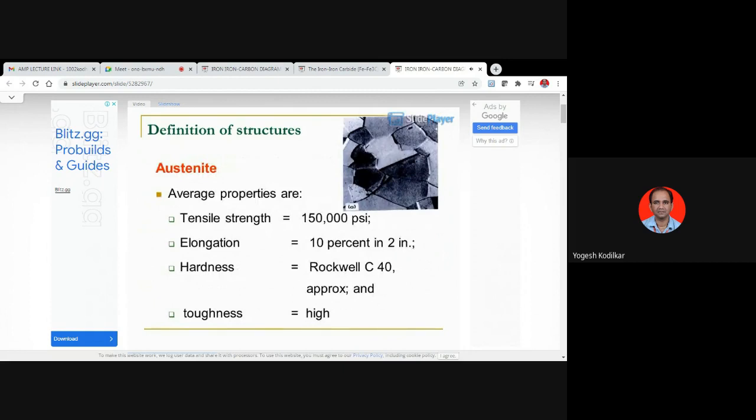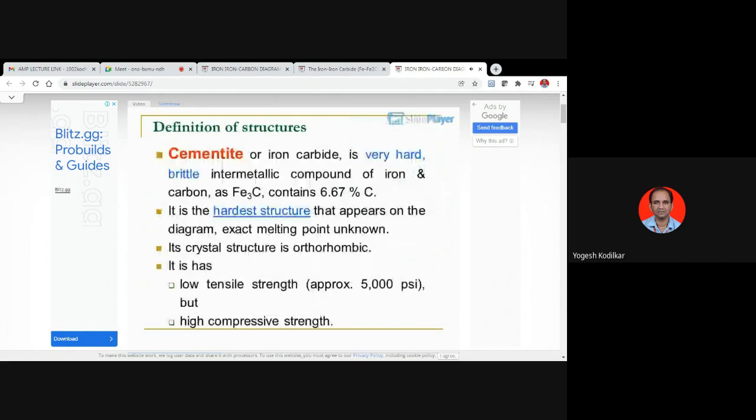Definition of structures. Austenite. Average properties are: tensile strength equals 150,000 pounds per square inch, elongation equals 10% in 2 inches, hardness equals approximately Rockwell C40, and toughness is high.